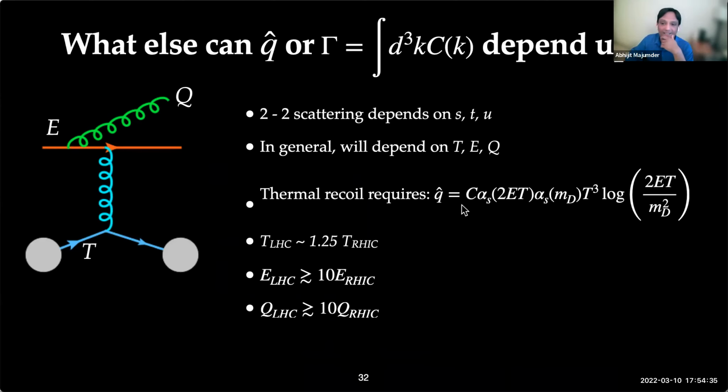We have a q-hat, which now has this form. You've integrated, and you want to ask, what else could it depend upon besides temperature? It could depend on the energy of the parton. It could depend on the virtuality of the parton. Definitely these are numbers which vary a lot between RHIC and LHC.